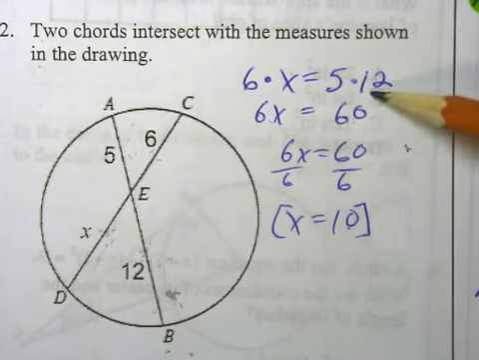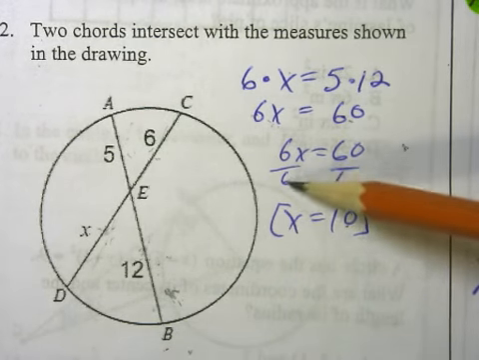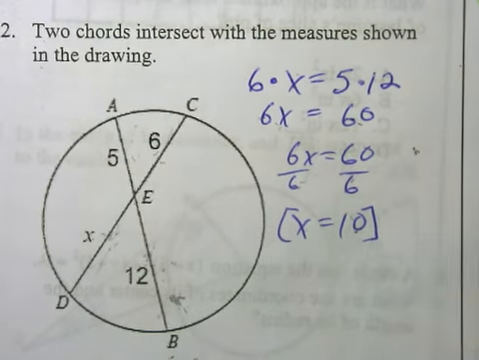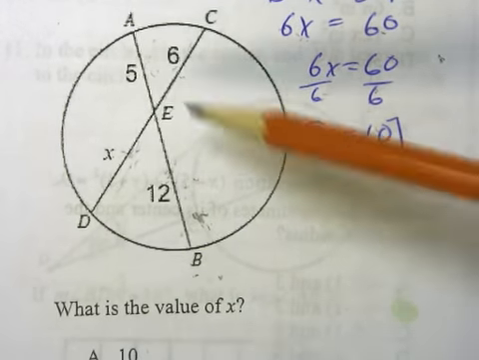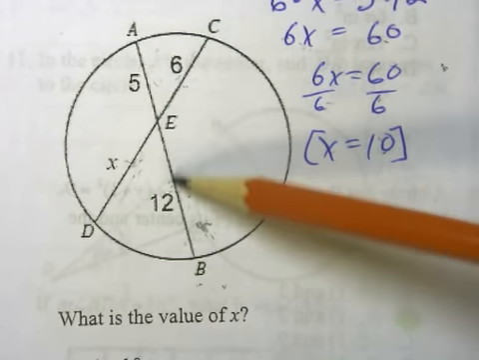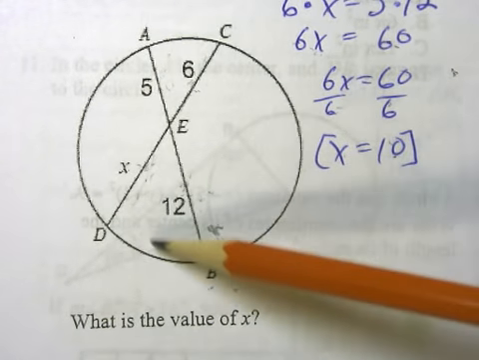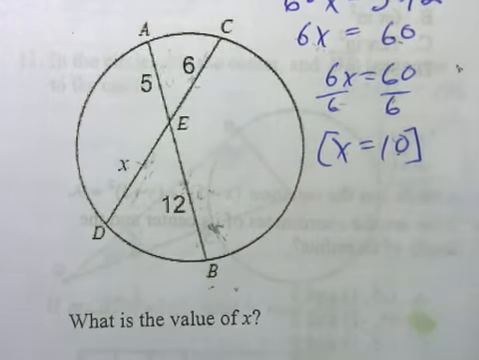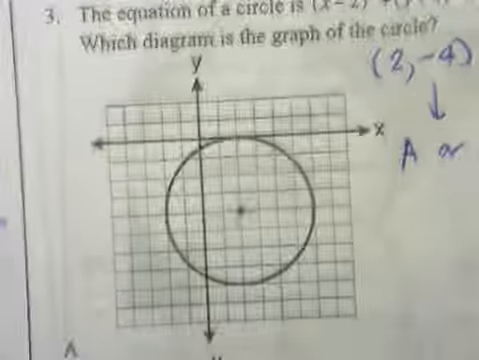So 6 times X is 6X, 5 times 12 is 60, so 6X is equal to 60, and after that it's pretty simple. We just divide both sides by 6, and X comes out to be 10, which is choice letter A. But you have to remember that when you have your chords intersecting inside your circle, you multiply the two parts of one together and set them equal to the product of the other two parts together.